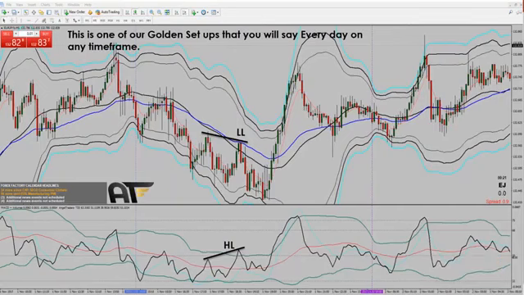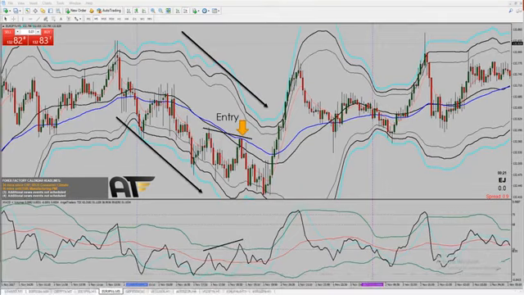This is one of our golden setups that you'll see every day on any time frame. We have our lower low right here. Our RSI is showing us a higher high. What we're going to be doing is taking our trade off the 50 moving average in this case. We'll go over this trade in the next slide.